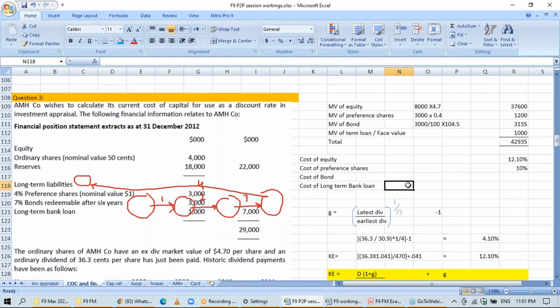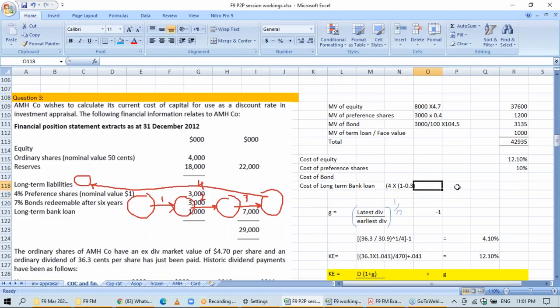4% average interest, and the tax shield will be 30%, so the net cost is 70%. So what we will do, we'll take 4% multiplied by 1 minus the tax rate, 0.3. Now the bank loan is also irredeemable. They have not given you the time. So if it is irredeemable, then we will be using this formula.